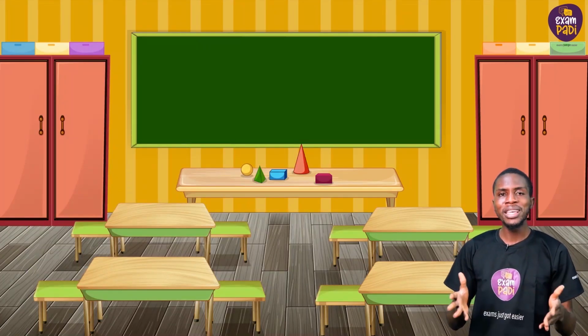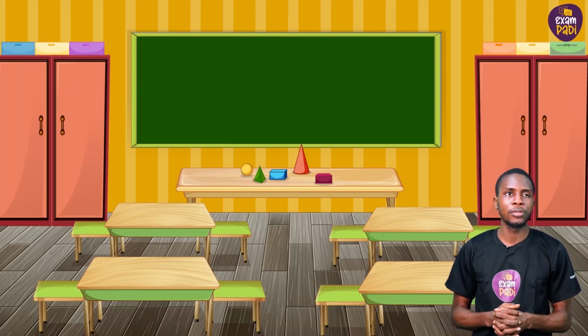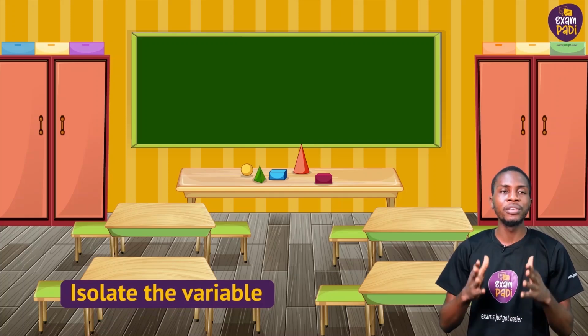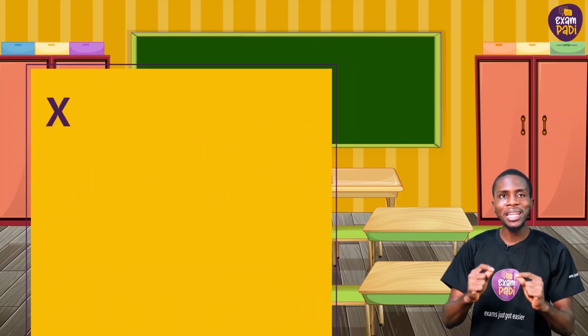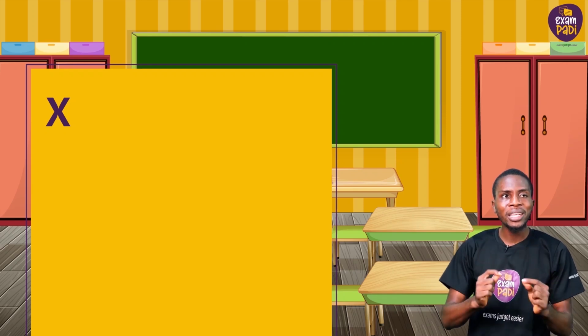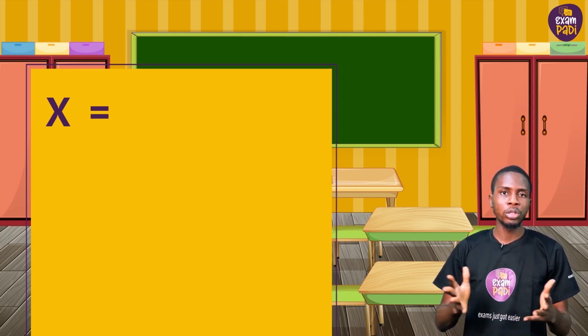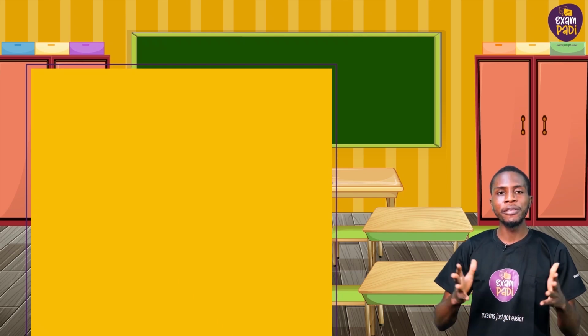When finding the solution of an equation, we say we solve the equation. To solve an equation, we must isolate the variable. If x is the variable, we must get the equation in the form x equals value. For example, x equals 2. Let's take a look at a few examples.